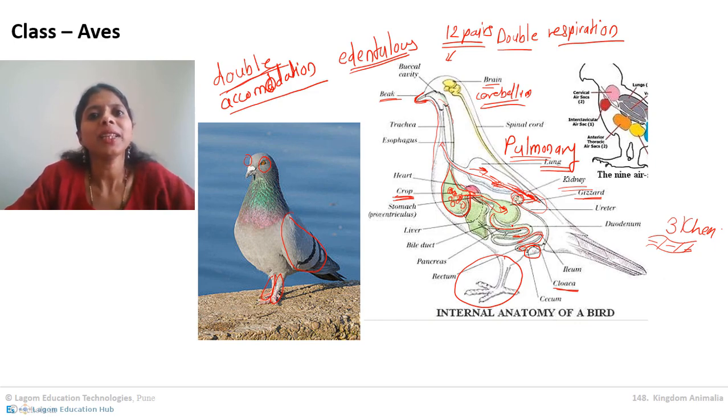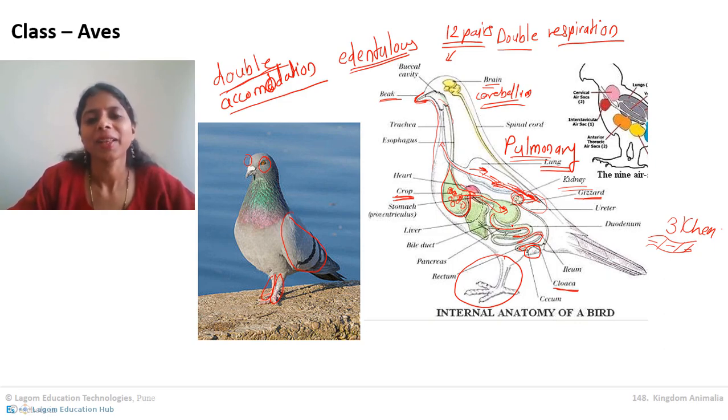Now the next one is that their fertilization is always internal. Fertilization takes place inside the female body. Next, their females are always oviparous, meaning they lay eggs. Egg laying is a special characteristic of birds, correct?